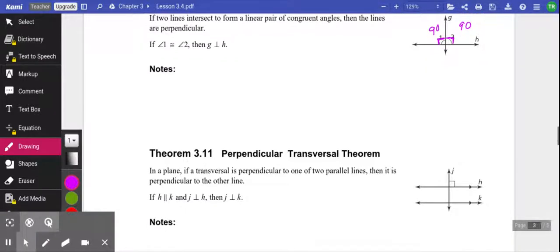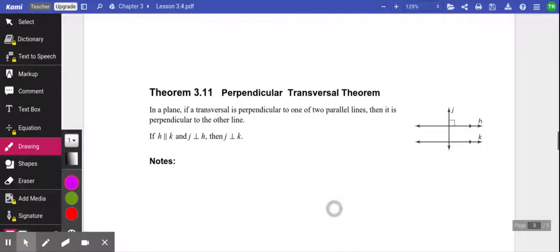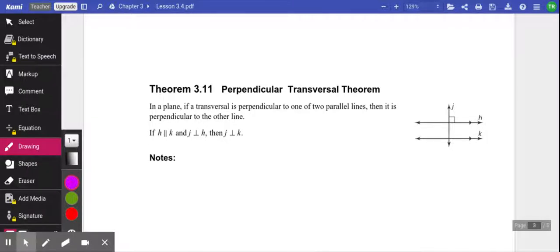Okay, the perpendicular transversal theorem: in a plane, if a transversal is perpendicular to one of two parallel lines, then it's perpendicular to the other line. Now, if you understand how slopes work from algebra, if I have two parallel lines, and let's say the slope of this line is 3, then the slope of this line has to be 3, right?